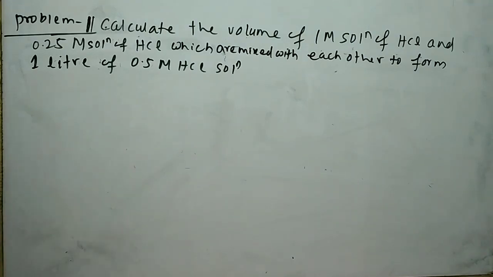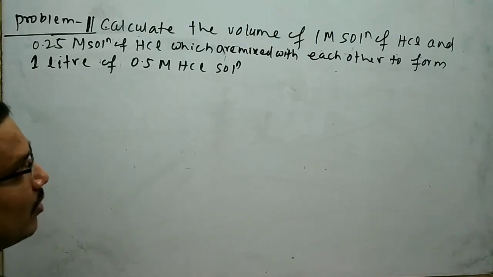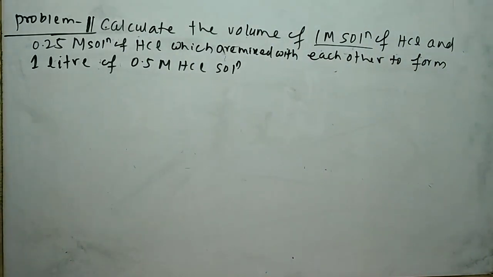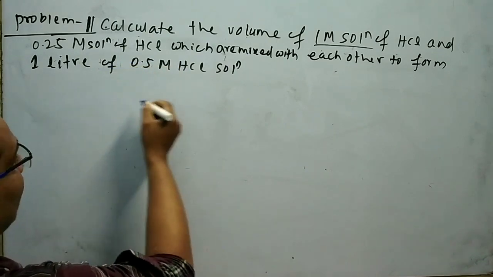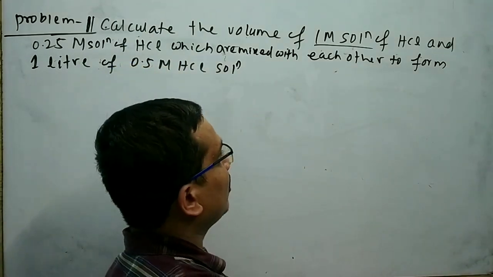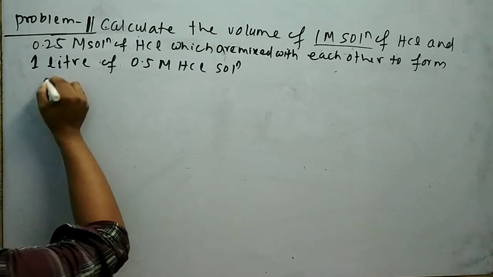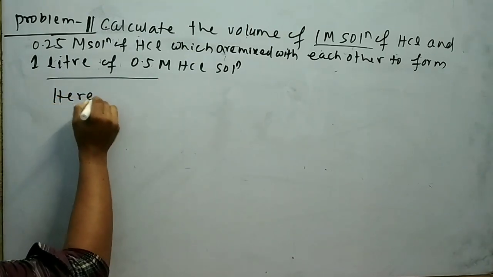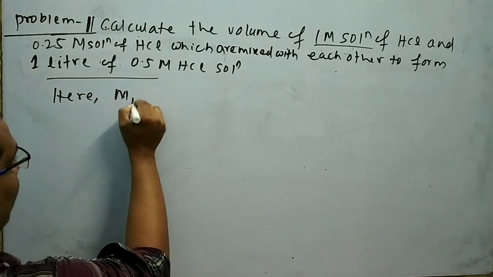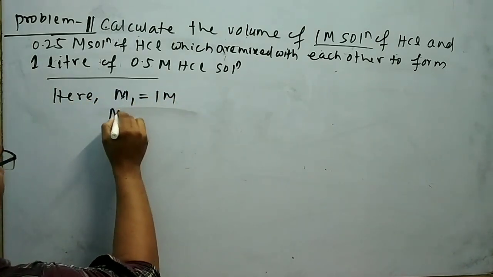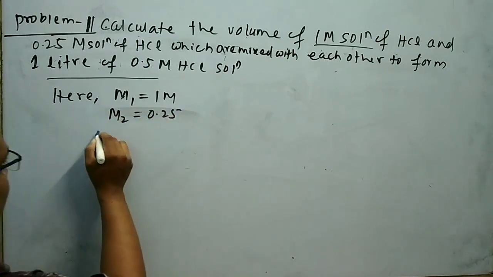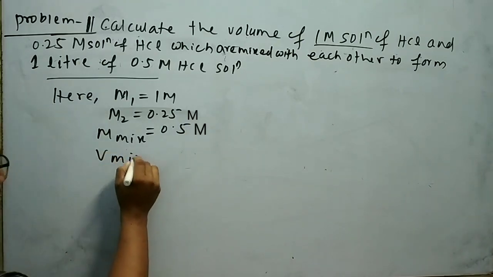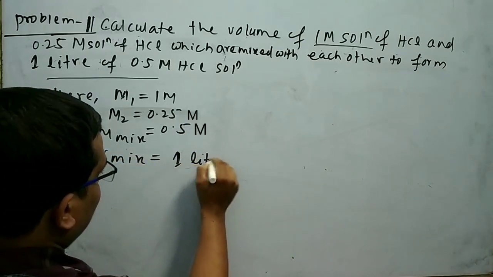Now I will solve the problem number 11. Calculate the volume of 1m solution of HCl and 0.25 m solution of HCl which are mixed with each other to form 1 liter of 0.5 m HCl solution. Here M1 equal to 1m, M2 equal to 0.25 m, M mix is equal to 0.5 m. V mix equal to 1 liter.